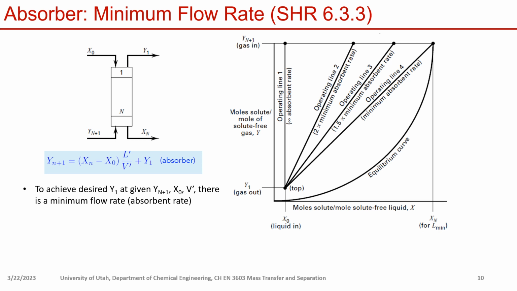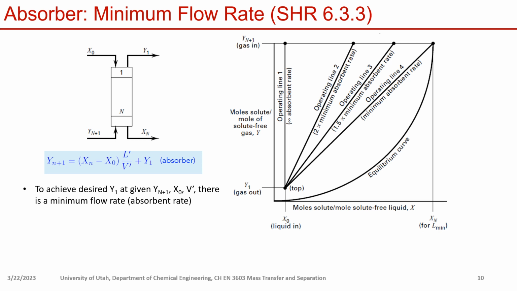We know that. Now we want to design an absorption tower to achieve a desired y1, right? That is to say, we want to make sure that when the vapor phase leaves this absorption tower, the solute composition will decrease to a value of y1. Now we know 4 variables. There are still 2 variables. If we know one of them, then the other one is determined. So if we know the liquid absorbent flow rate L prime, then we can solve for xn.